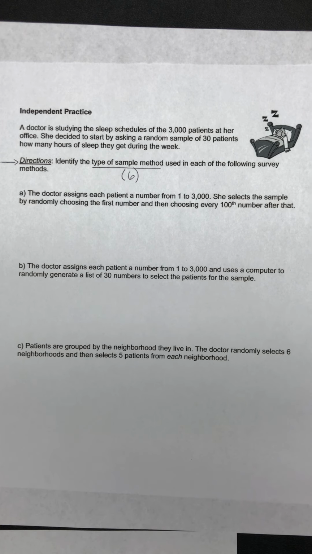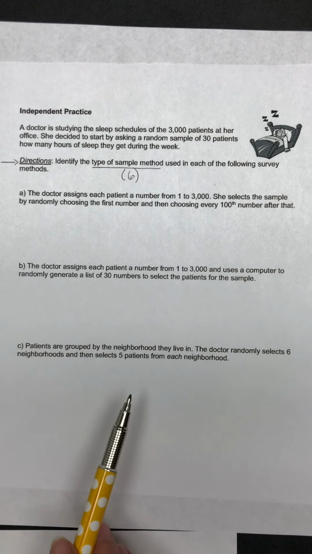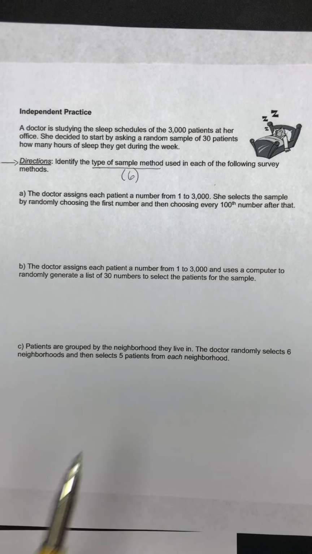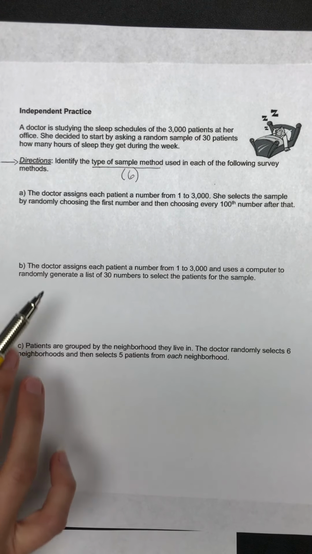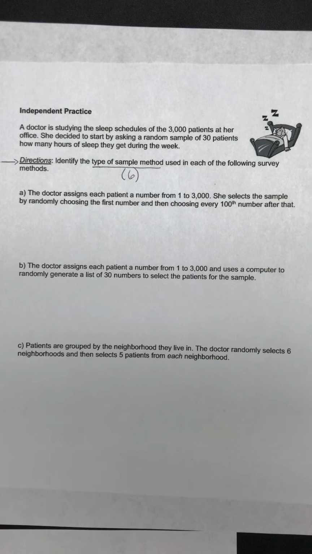And then in part C, patients are grouped by the neighborhood they live in. The doctor randomly selects 6 neighborhoods and then selects 5 patients from each neighborhood. Okay, so think about what sampling method. This one's one of the new ones. I'll give you that hint. So A, B, and C, you should have a different sampling method for each. Okay, good luck.